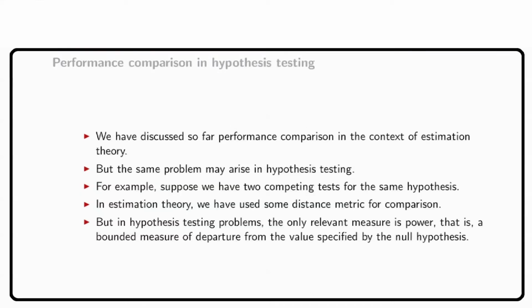Next, we will come to the performance comparison in hypothesis testing. Suppose we have two competing tests for the same hypothesis. Then it is natural to inquire about the relative performance. In estimation theory, we have used some distance measure to measure the performance. In hypothesis testing problems, the only relevant measure is the power of the test, that is, a bounded measure of departure from the value specified by the null hypothesis.